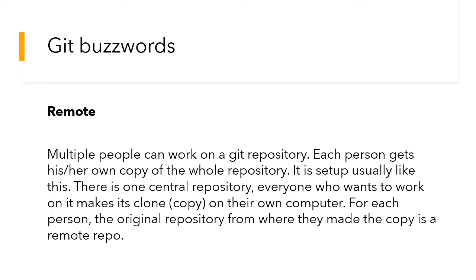Multiple people can work on a Git repository. Each person gets his or her own copy of the whole repository. It is a setup usually like this. There is one central repository. Everyone who wants to work on it makes a clone on their own computer. For each person, the original repository from where they made the copy is a remote repo.